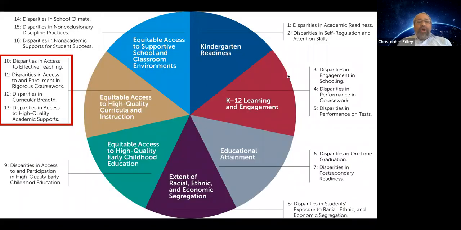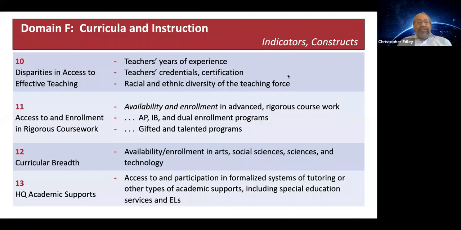Similarly here, if we just focus on curriculum and instruction, you have indicators 10 through 13. Next slide, Jeannie. And here's what that looks like if we drill down. One thing that you should notice is that in most cases, perhaps the great majority of cases, the constructs that we've chosen are admittedly proxies for something else that is difficult to observe or for which variables have not been achieved. We don't have a direct measure of effective teaching. So as proxies, we have experience, certification, diversity.